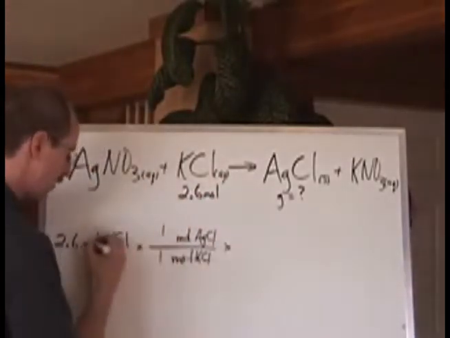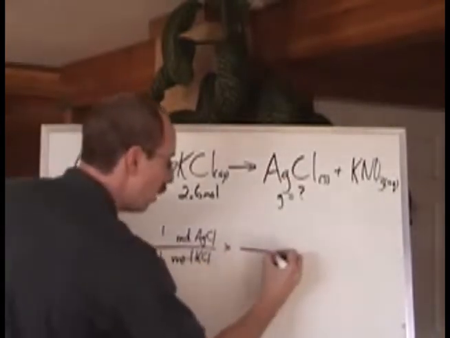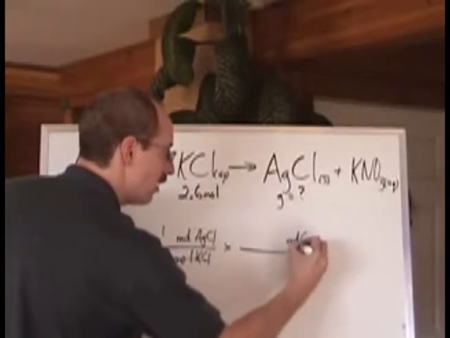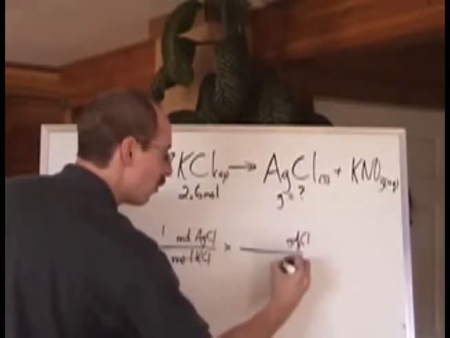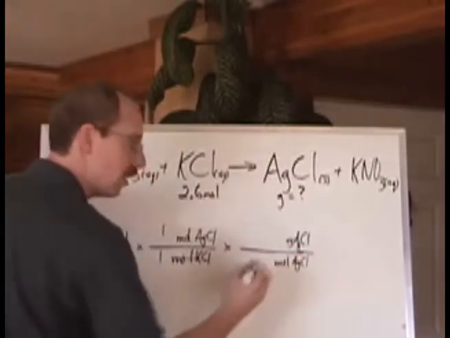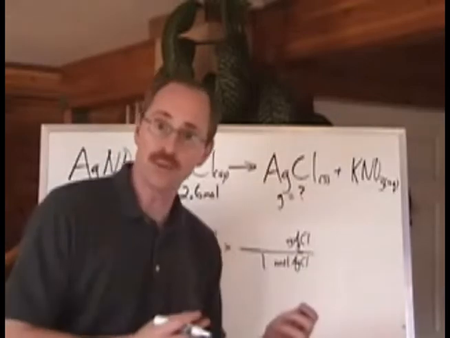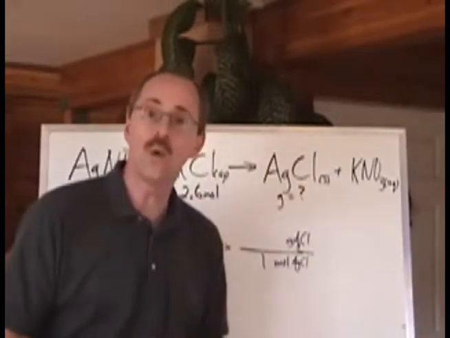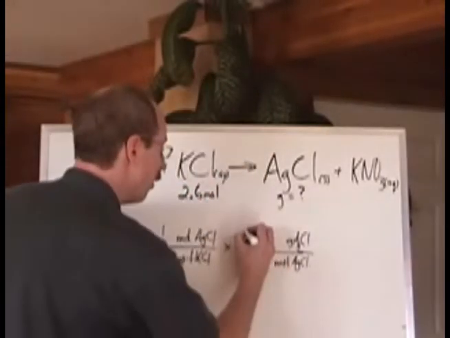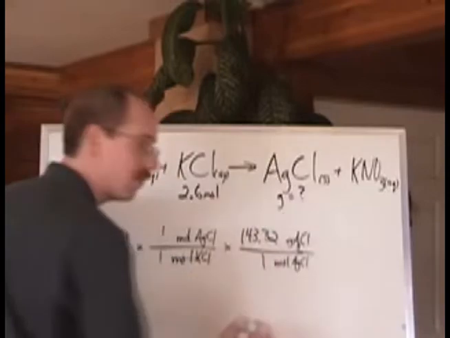Now that the moles of KCl cancel, we've got moles of silver chloride, but we don't want that. We want the mass of the silver chloride. We want mass of AgCl. We want the moles of AgCl to cancel out. What's the molar mass of AgCl? We look it up on the periodic table. 1 Ag and 1 Cl, and you get 143.32 grams every time you have a mole.